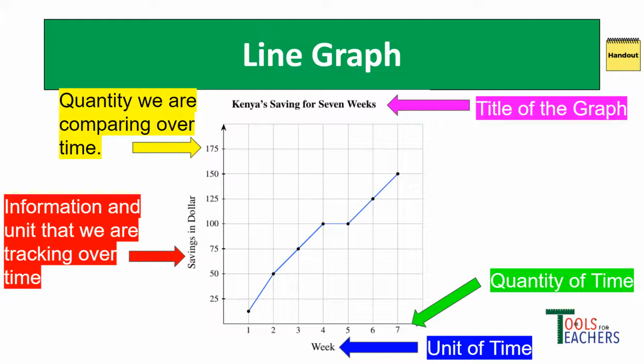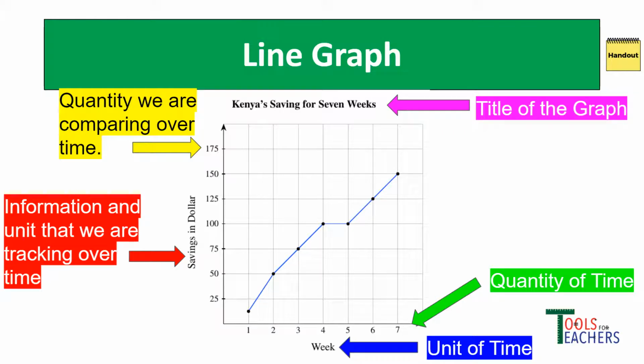We can see week 1, Kenya had about $12. Week 2, she had $50. Week 3, she had $75. And week 4, she had $100. And week 5, she still had $100. So she must not have earned more that week. Notice the data points are connected with lines. These lines show how the data is changing, and that's how this graph gets its name, line graph.